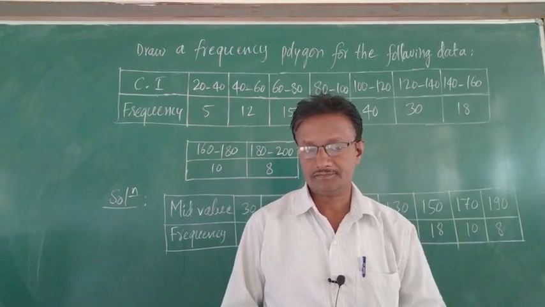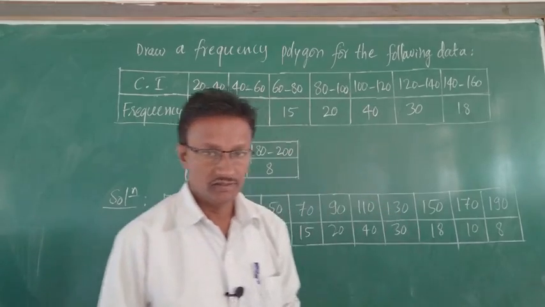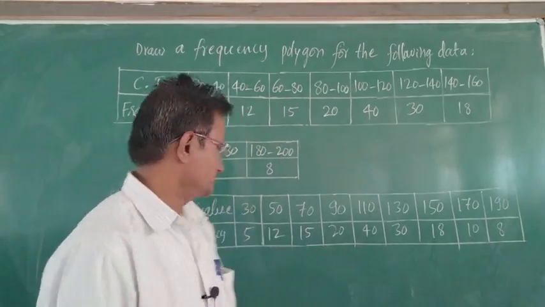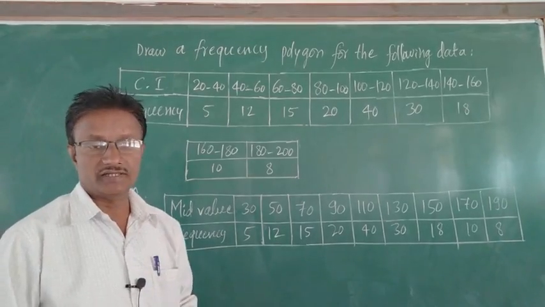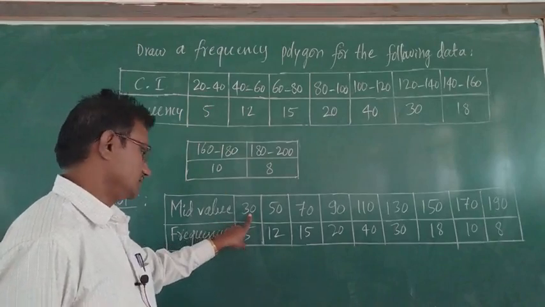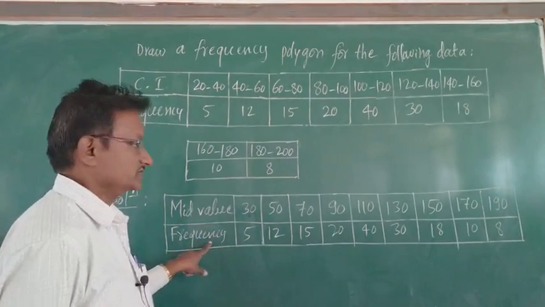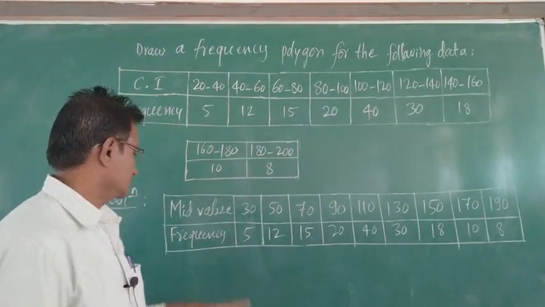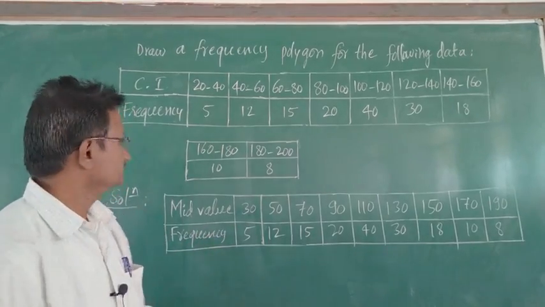For construction of a frequency polygon, we have to ascertain the midpoints or mid values. The mid value is the average of a class interval. So the first mid value is 30. We have to ascertain the mid value and the corresponding frequency for each class interval.